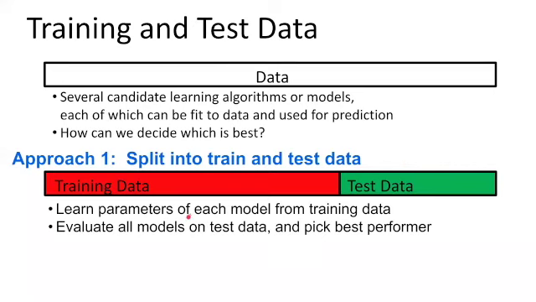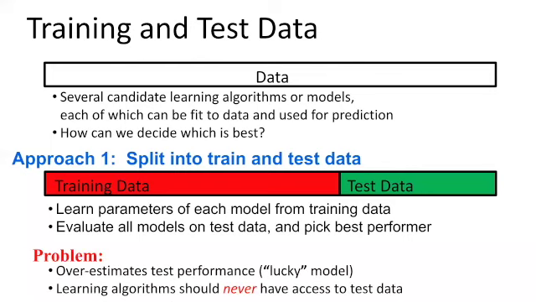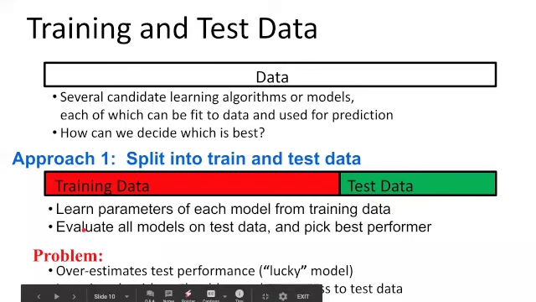So now you can learn all the parameters of each model on the training data, then evaluate all models on the test data, and pick the best performer. Many people do that, and it is very common practice. However, this is actually a flawed approach. The problem is that the best performance is based on the evaluation on the test data sets.